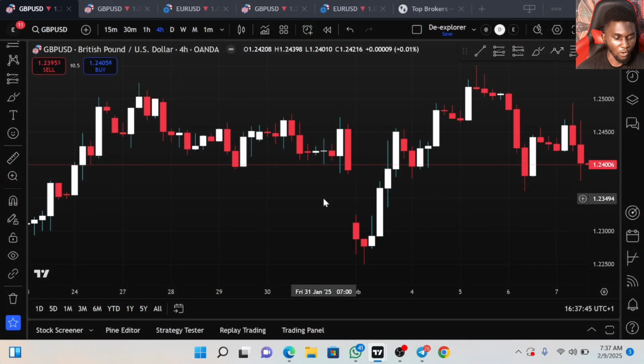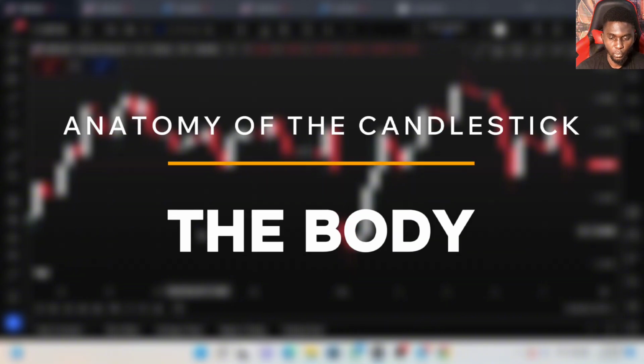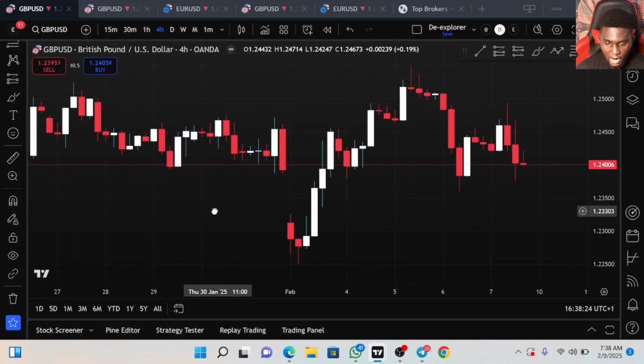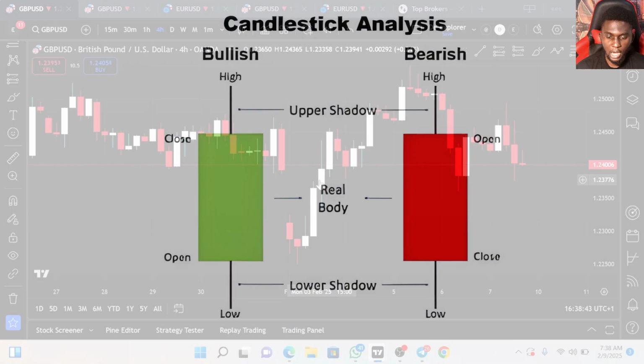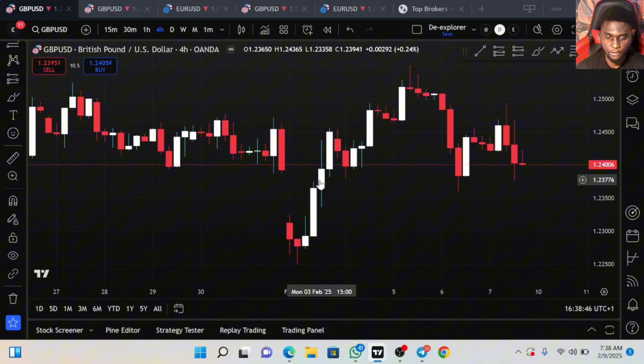Let's break down the anatomy of a candlestick. 1, we have the body. Now look at this. This is a bullish candle and this is the body of the candle. For a bullish candle, the body would be white or green. You don't really have to bother about the color. The color is just individual choice or preference. So when you see a white candle or a green candle, it means it's a bullish candle, it is going up, it is in an uptrend. That's what a white or green candle is.